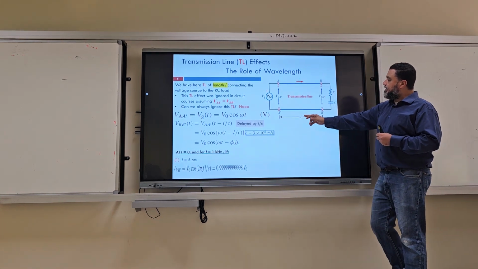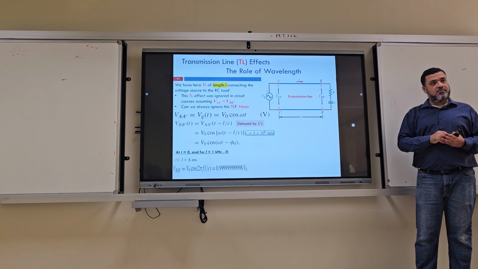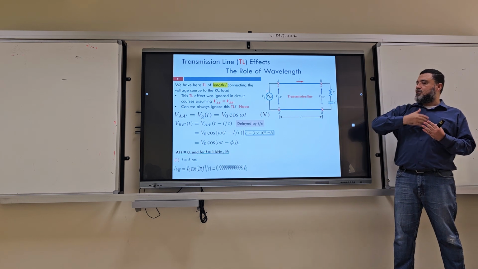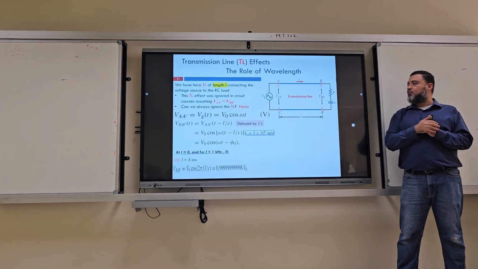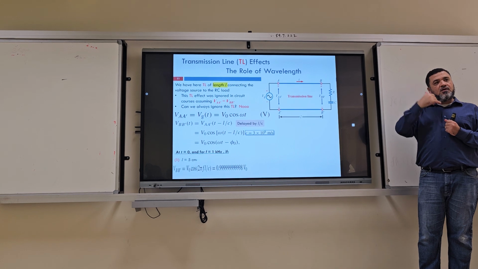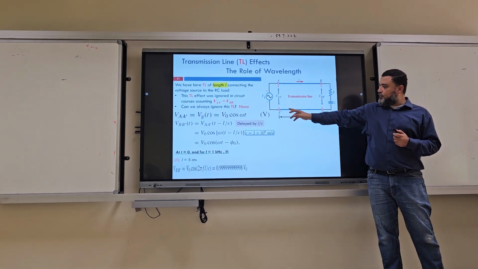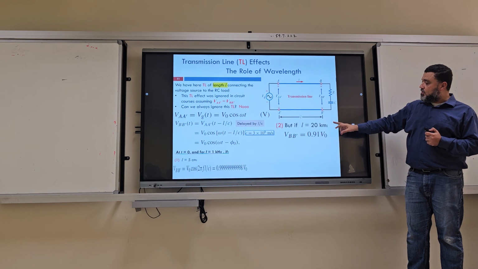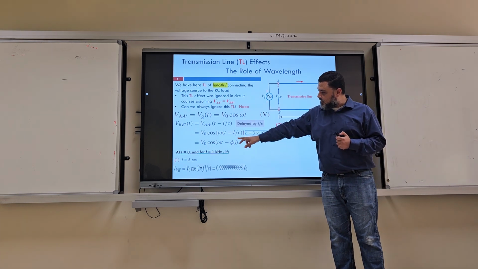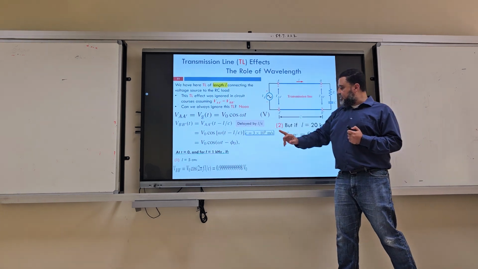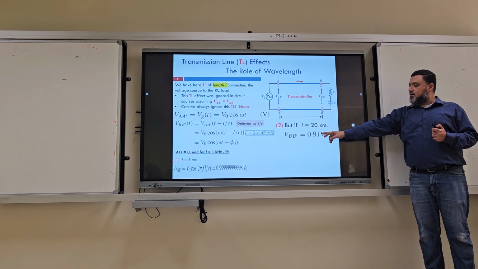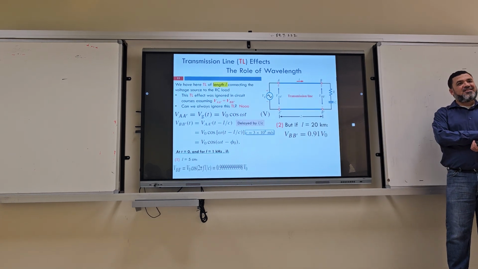What about if the line becomes 20 kilometers? Like a phone line, the landline. So you are receiving a signal on the landline from Jubail, from Dammam. So for L equal to 20 kilometers, what will be the new voltage? Substitute here, with t equal to 0. The new voltage here will be 0.91 V0.